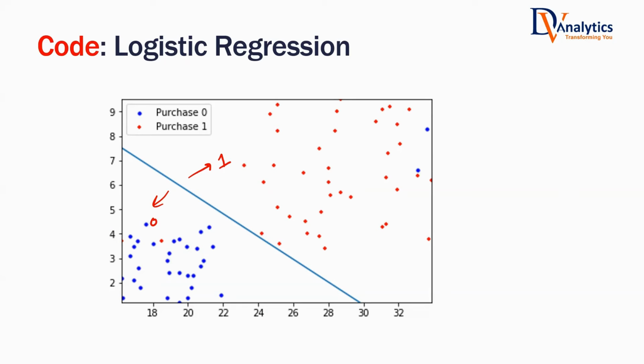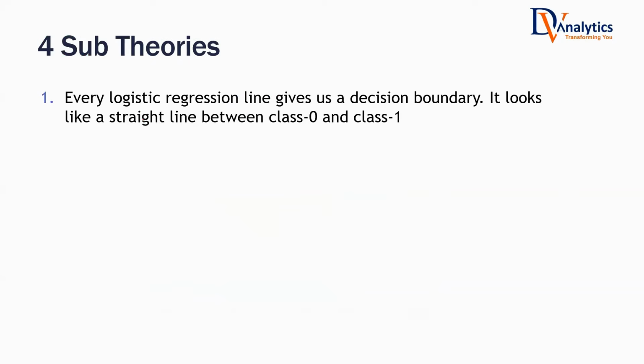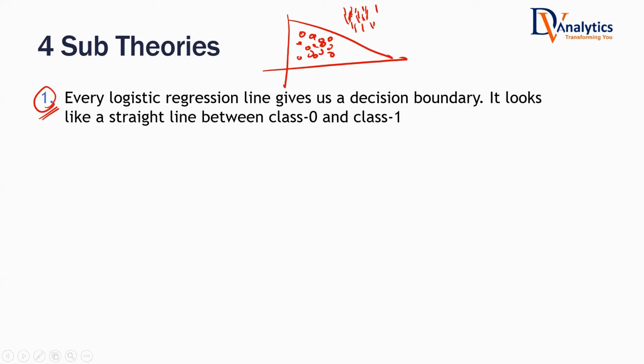All right. So that is my point 1. What is point 1? Every logistic regression line gives us a decision boundary. It looks like a straight line that is separating class 0 and class 1. We are going to make a side note of it. Later on, I'm going to use it. As of now, is it clear? Point 1, understood? Very simple point, straightforward.